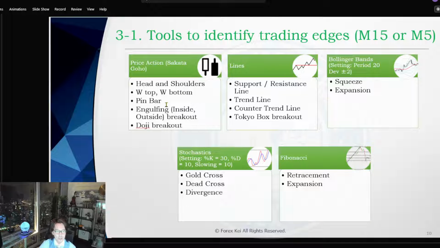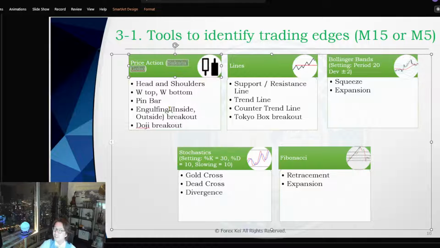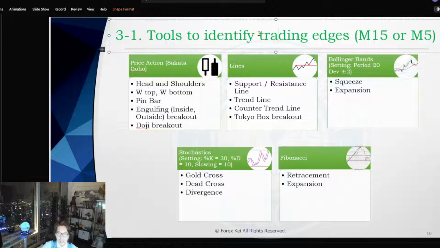So I use the price action, which is called Sakata Goho. I have the Sakata Goho video series 1 to 5, so you can also watch it on my YouTube. But I use the classic Japanese candlestick patterns to look for the entry edge, and the lines: support resistance, the trend line, the counter trend line, and the Tokyo box breakout. And then I use Bollinger Bands, squeeze expansion, stochastic. I use golden cross, dead cross divergence, then Fibonacci retracement. So I use these tools to look for the trading edge.